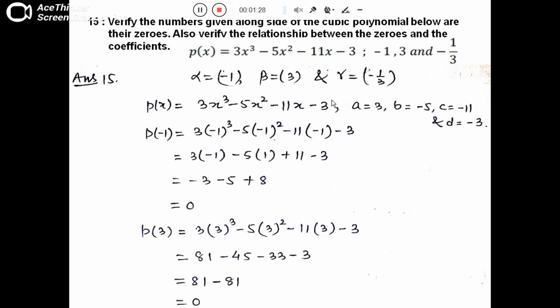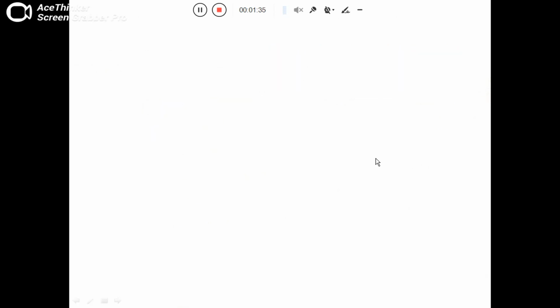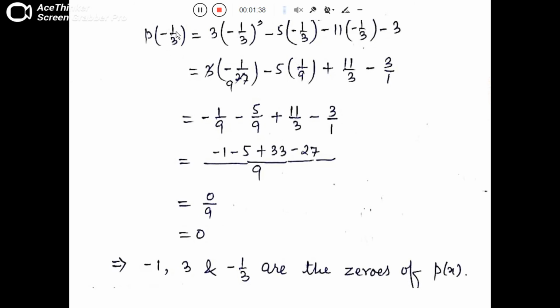So let us see the third value, which is minus 1 upon 3. Let us find out p of minus 1 upon 3. As 3x cube is the polynomial, so 3 into minus 1 upon 3 whole cube minus 5 into minus 1 upon 3 whole square minus 11 into minus 1 upon 3 minus 3. Now this is simplified: minus 1 upon 3 whole cube is equal to minus 1 upon 27, 3 3s are 9, 3 9s are 27, and this 27 is simplified by 3, 3 9s are 27, you will get minus 1 upon 9. Then minus 5 upon 9 plus 11 upon 3 and minus 3.